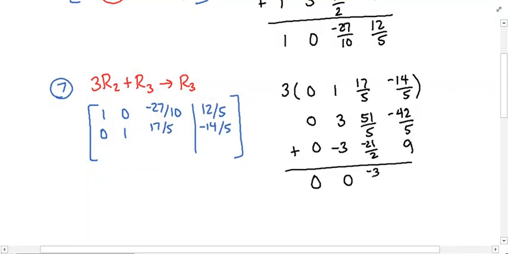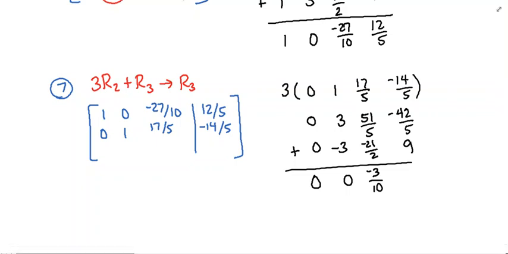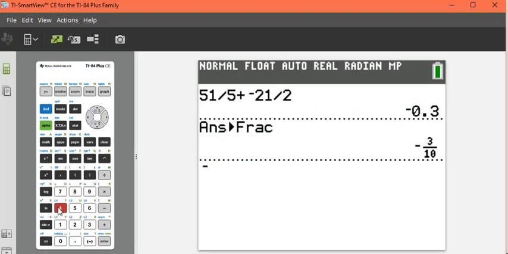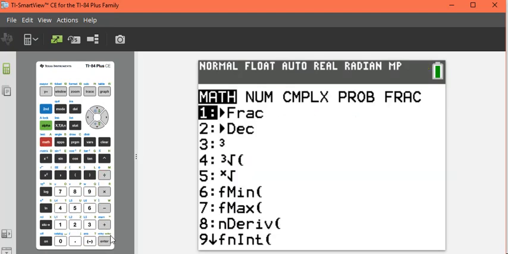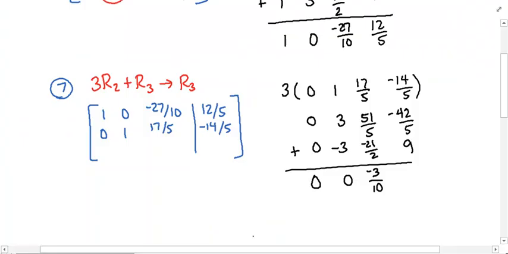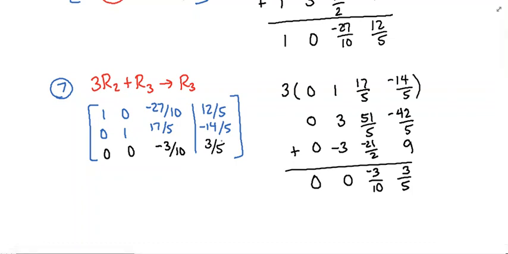And then do the same thing here, -42/5 plus 9. Convert to a fraction. This is going to be 3/5. So luckily, here you go. This is your new third row. We are done with the first 2 columns. It has not been easy, because of these fractions. All right, let's move on to the third column.